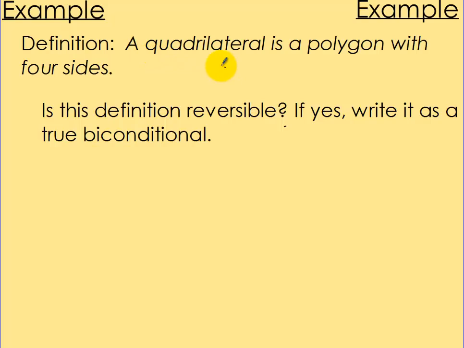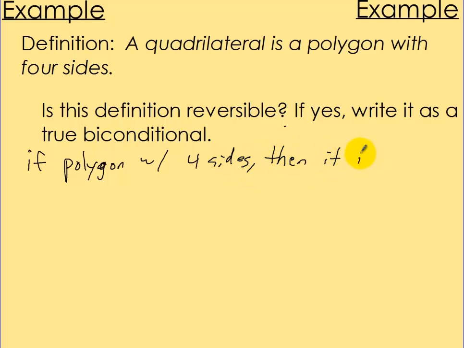So, okay, a quadrilateral is a polygon with 4 sides. Yep, that's the definition. So, is it reversible? That would be: if you have a polygon with 4 sides, then it is a quadrilateral. So if a polygon has 4 sides, then it is a quadrilateral. Is that true? Well, yeah, because anything with 4 sides will be a quadrilateral. So we can say this is true.